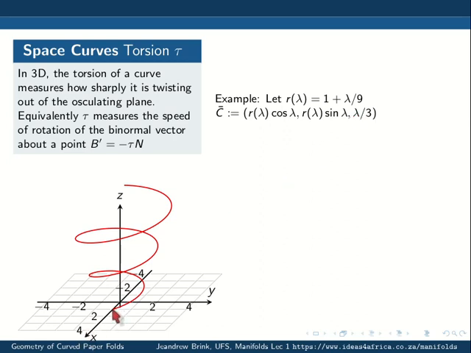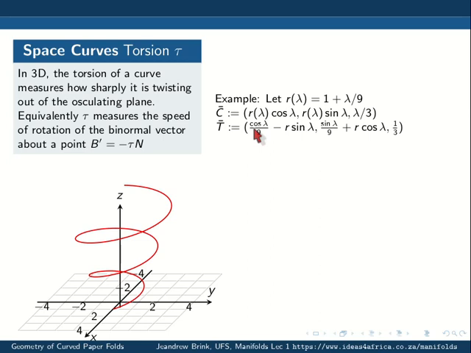And so we can see here where lambda equals 0, we start at x equals 1, and then r increases with lambda over 9, and the z component also increases with lambda over 3. So we end up spiraling around like that as we go up. So what do we want to do now? Well, we want to work out the tangent. The tangent is easy. You just take this curve and differentiate it with respect to lambda.